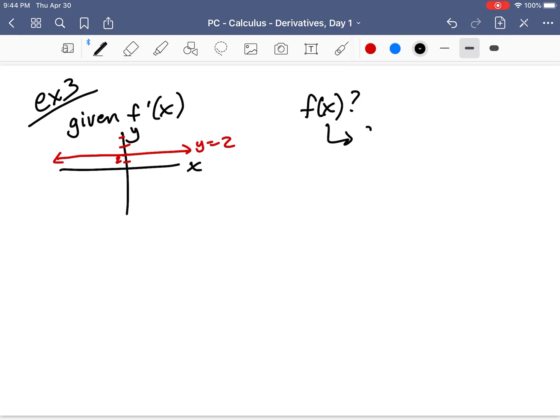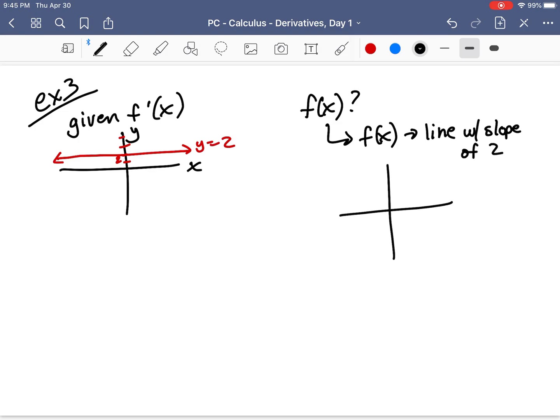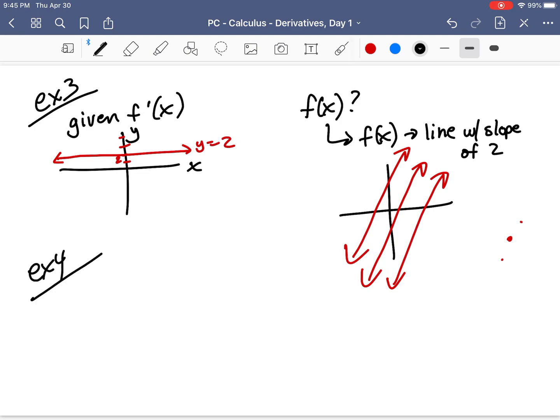What are some possibilities for f of x? All we really know about f of x is that it's going to be a line with a slope of 2. I don't really know what it's going to look like, it could be anywhere, but the slope has to be 2. So I'm going up 2 over 1, up 2 over 1, slanted like that. It could be there, it could be over here, it could be anywhere, as long as the slope of the line is 2.